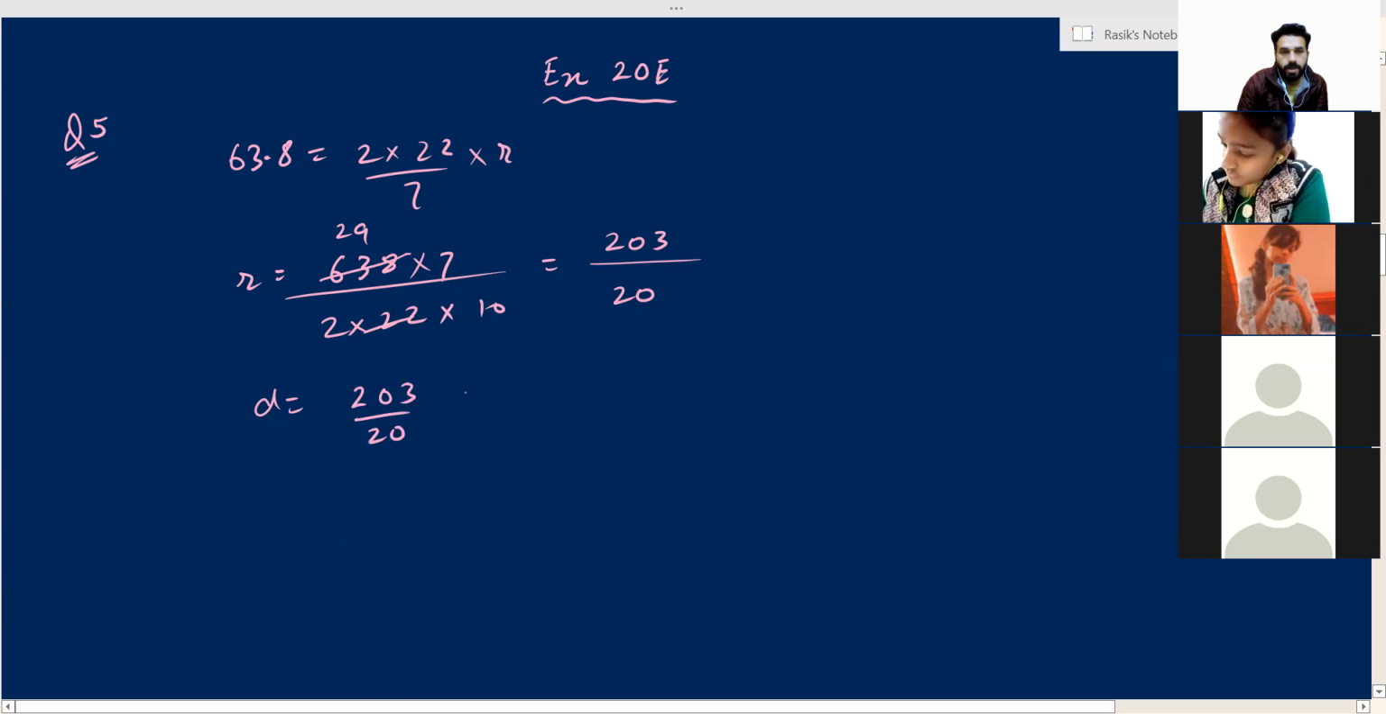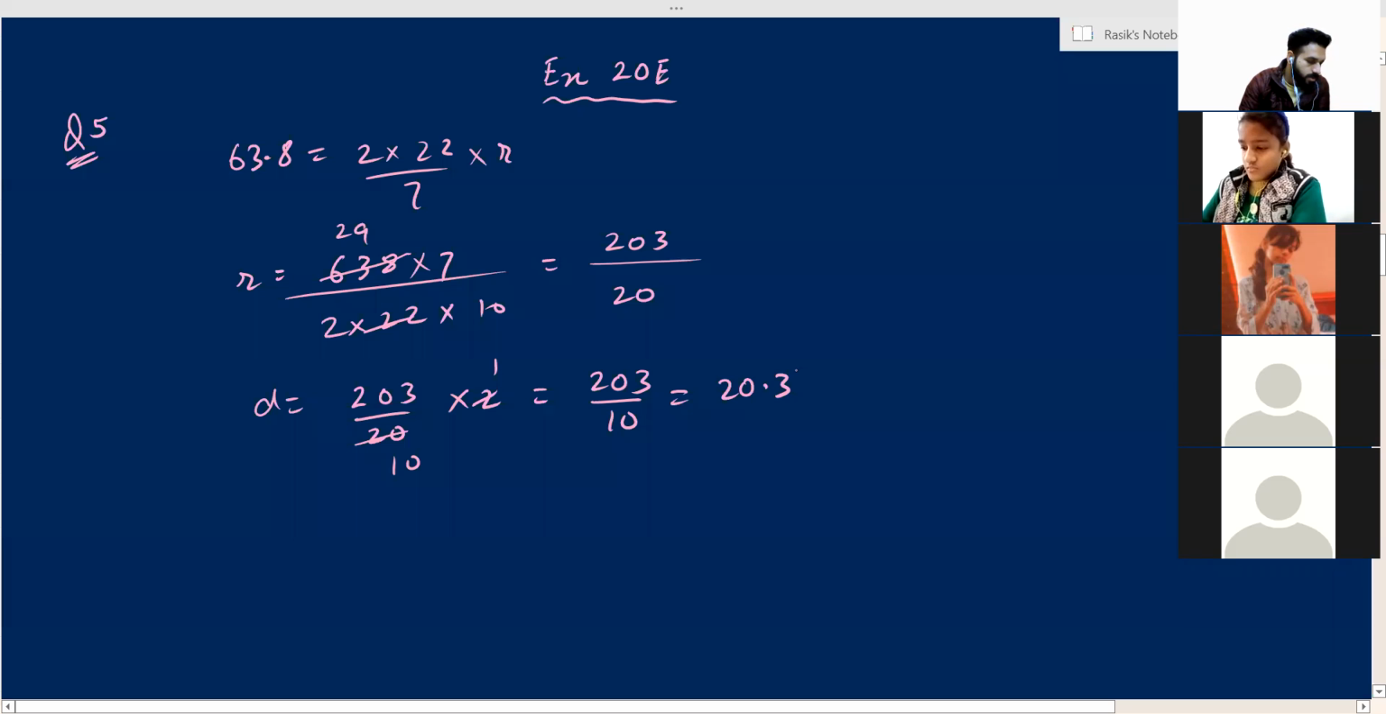203 upon 20 into 2. Multiply the radius by 2. You will get the diameter. So what do you get? You get 203 upon 10, which is equal to 20.3 meters. Because the circumference is given in meters, so the diameter will be in meters. This is also in meters. Radius.